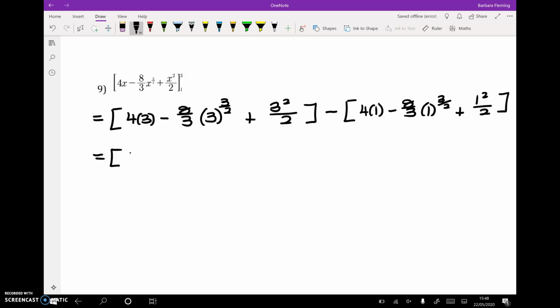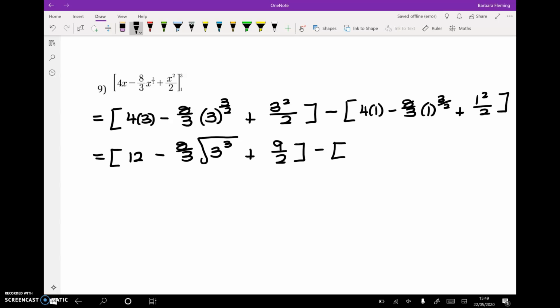4 times by 3 is 12. Take away. Now I'm not going to touch my 8 over 3 yet. Thinking about my BODMAS, I'm going to do my powers first. So we have 3 to the power of 3. And then we're going to square root that, because we leave the numerator as your power, so to the power of 3, and then the half is the same as square rooting. Plus, you've got 3 squared, which is 9, over 2, close your bracket.